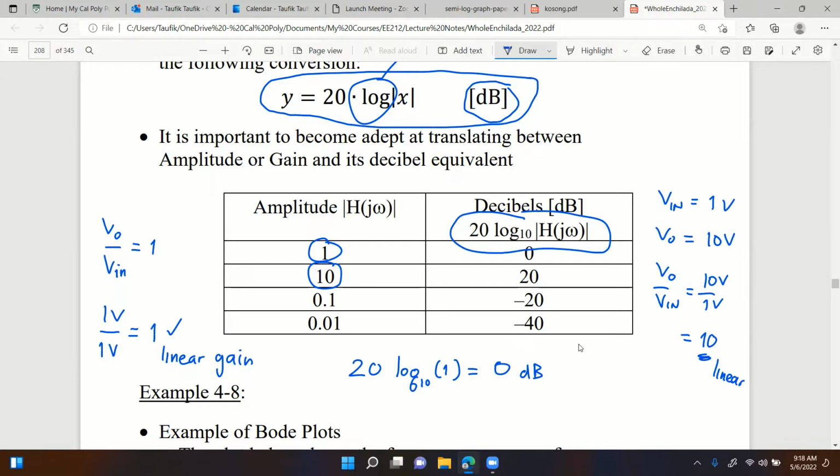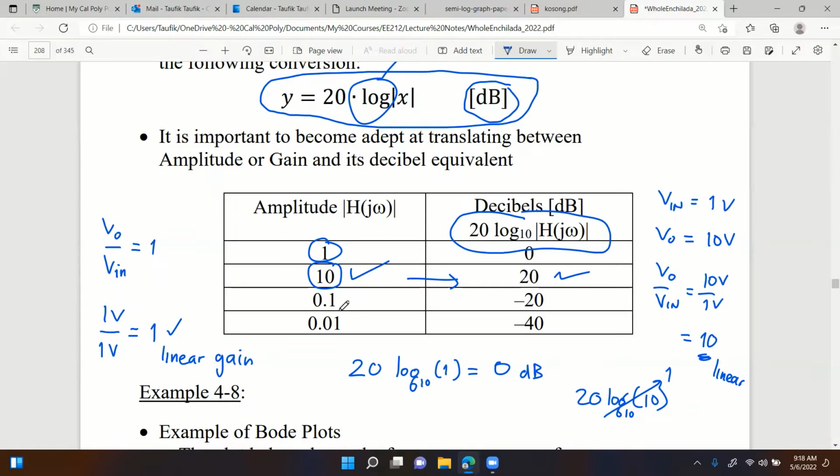But then we need to convert it to decibels. How? Let's take 20 log of 10, right? Like this. So 20 log of 10 gives you, well, log of 10 base 10 is equal to 1. So 20 times 1 is equal to 20, right? And 20 dB for a gain of 10, and so on and so forth.